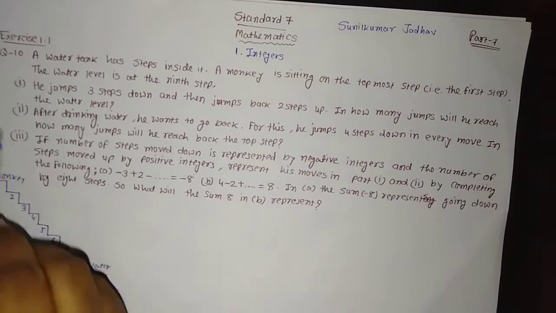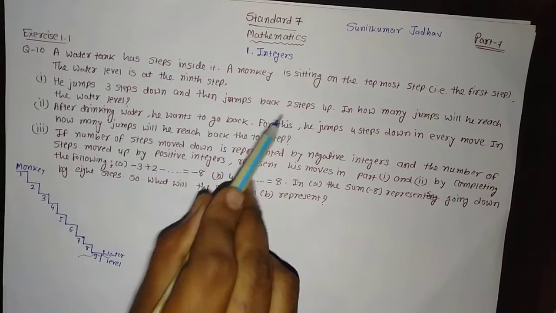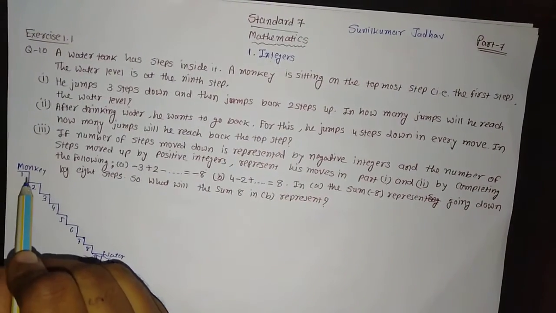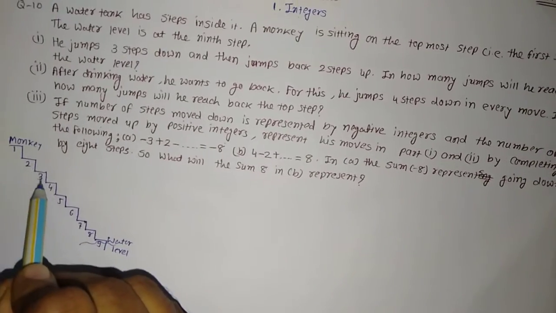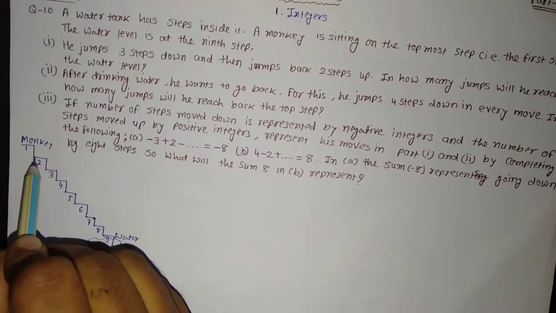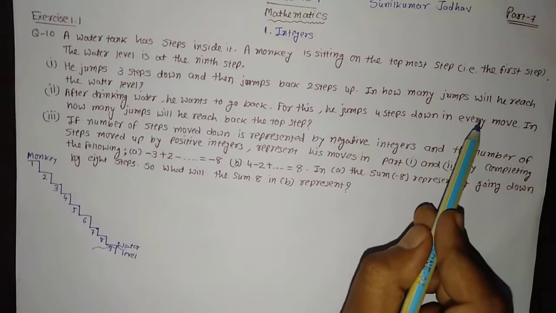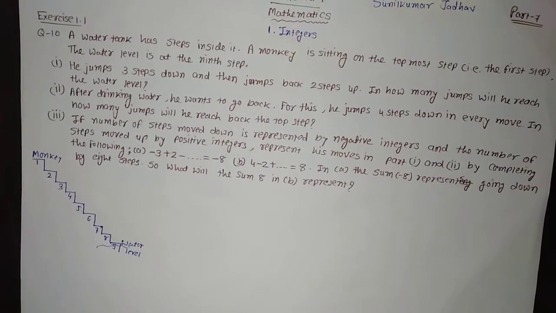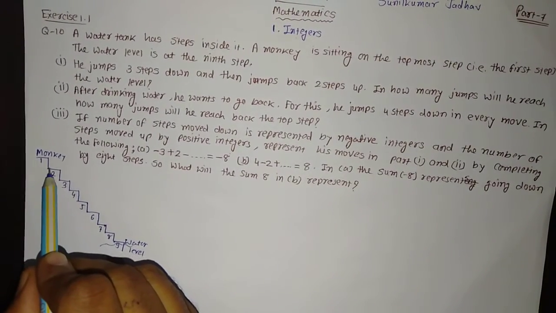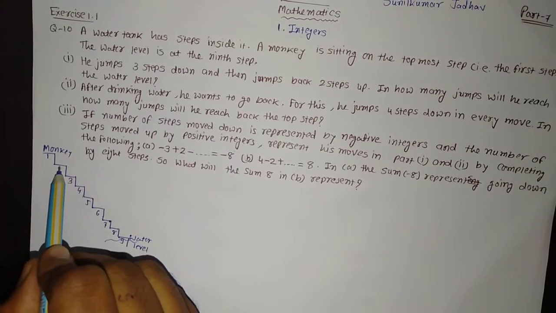Now question number 1: he jumps 3 steps down and then jumps back 2 steps. It means from 1 he jumps 3 steps down: 2, 3 and 4. Then again he jumps 2 steps up, 1 and 2, so he will be on the second step. In how many jumps will he reach the water level? Once he jumps 3 steps down, 2, 3 and 4, then up 2, he will be on the second step.